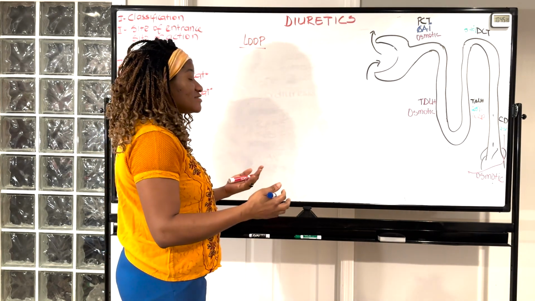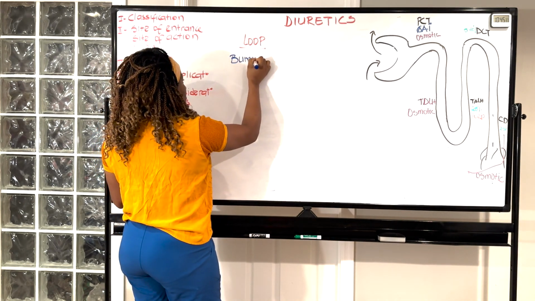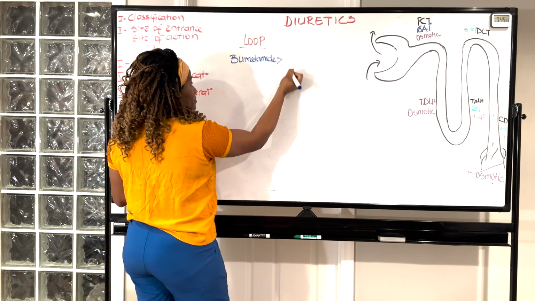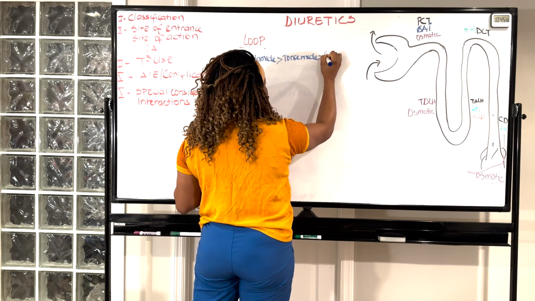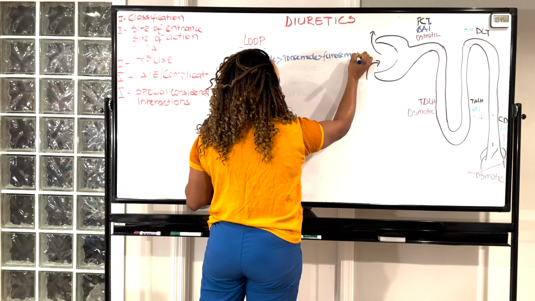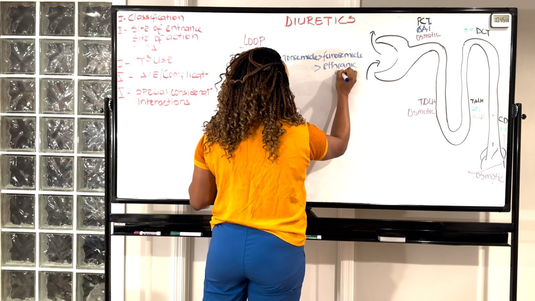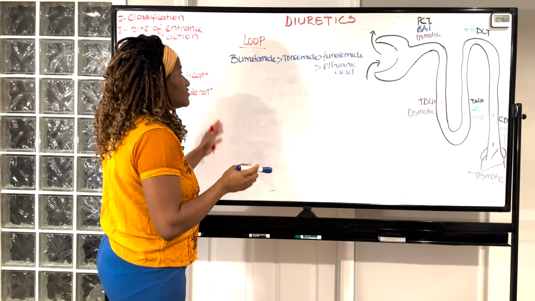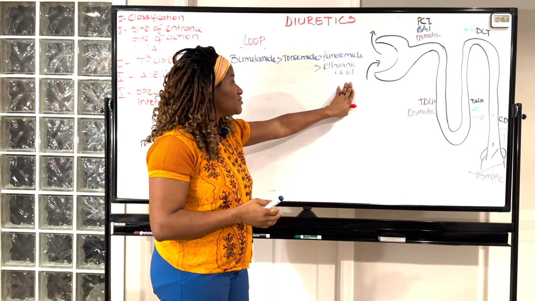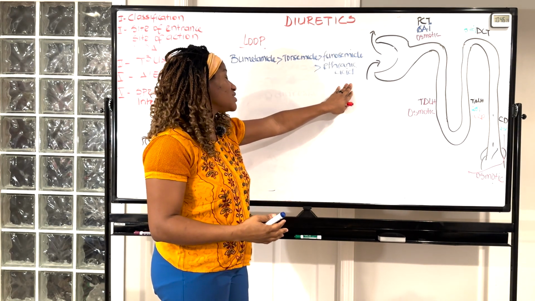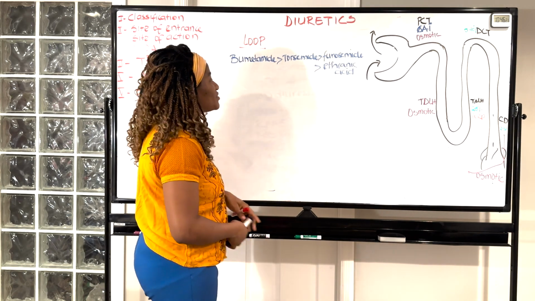And the loop diuretics, we can classify them from the most potent to the least potent. So we have bumetanide, which is going to be more potent than torsemide. Torsemide is going to be more potent than furosemide. And furosemide is going to be more potent than ethacrynic acid. So this is the order of their potency. Ethacrynic acid is not really given because it's very expensive, and it gives you ototoxicity, which we're going to talk about shortly. It's usually used when a patient has a sulfa allergy. So this is why we don't really hear about it.